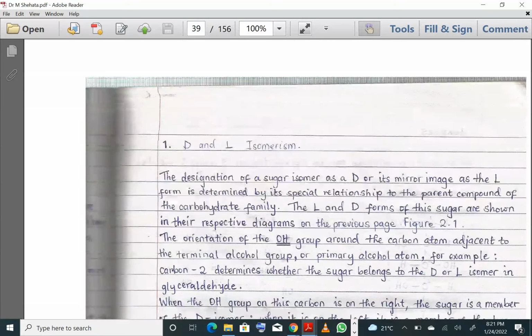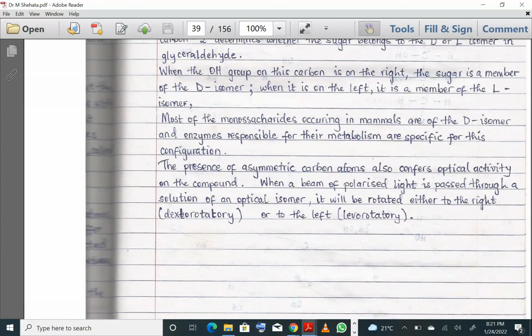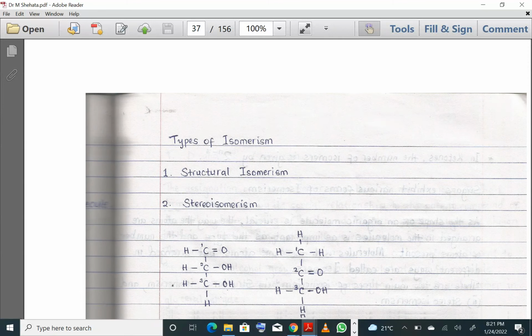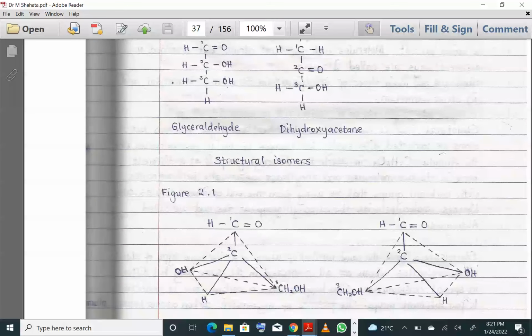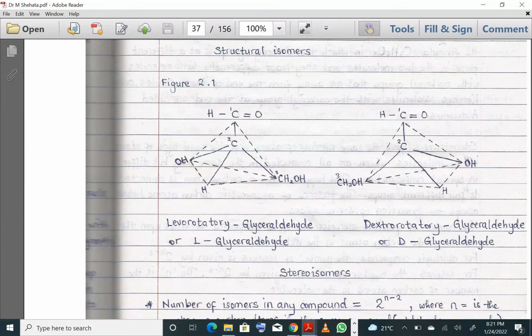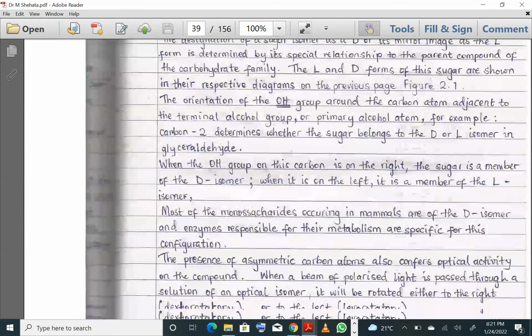So again, how do they bring these things on the exam? They'll just bring these particular structures, let's say this one, and ask you to name it. Is it L or D? So you just look at that carbon 2. Is the hydroxyl on the left? Yes, levorotatory. You see there it's on the right. The hydroxyl group is on the right. It's D, dextrorotatory glyceraldehyde. So that's how they bring these things on the exam. Has everyone understood that concept?